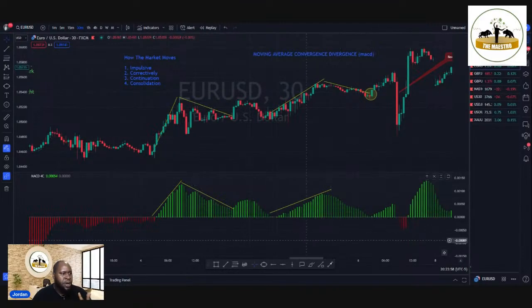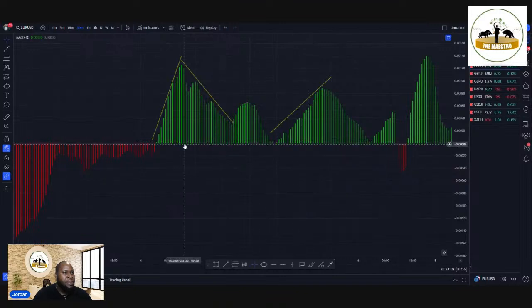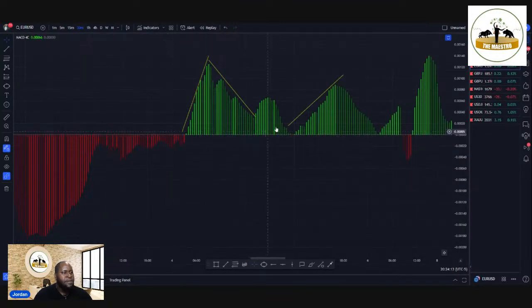This MACD has two parts: the histogram, those mountain-like figures that you see there, and it also has the zero line. The zero line, you may not see it, but it's a line that runs across the middle of the MACD. It literally separates the bearish side from the bullish side. It is what we call the zero line.